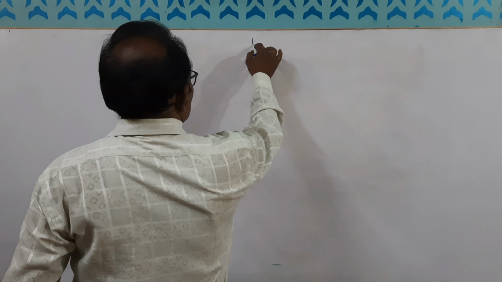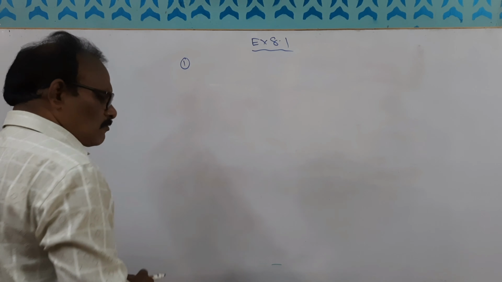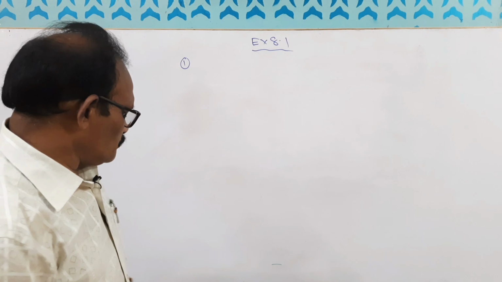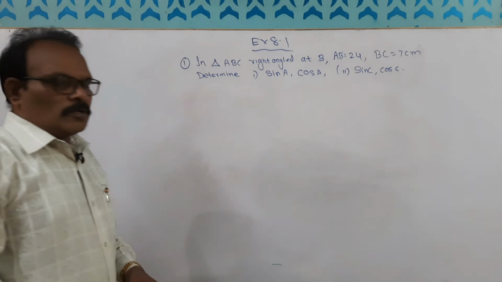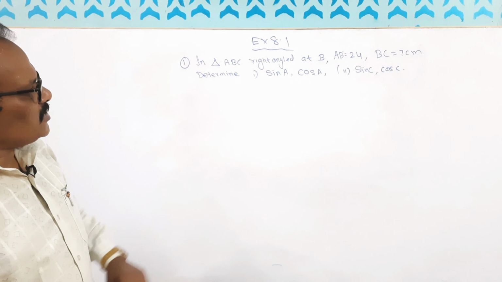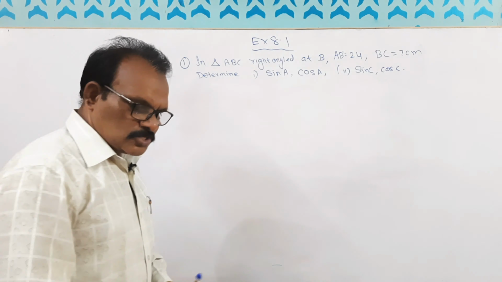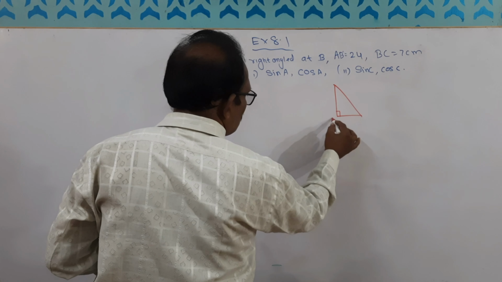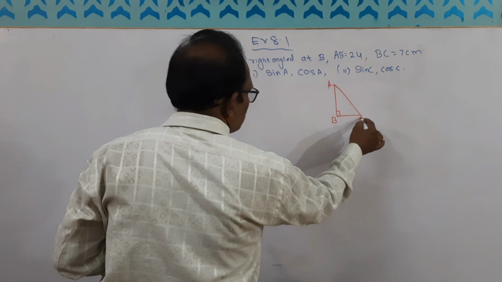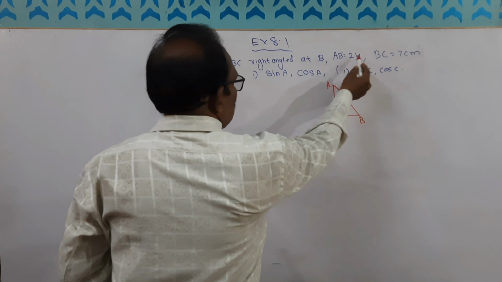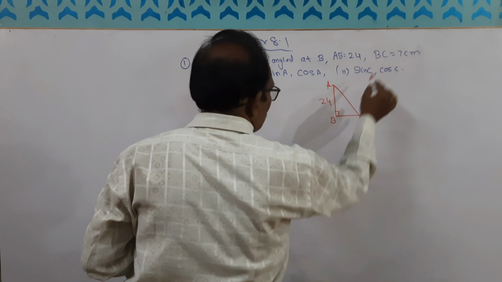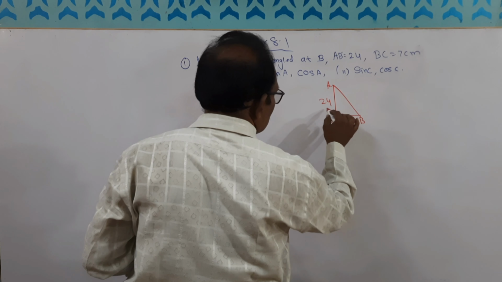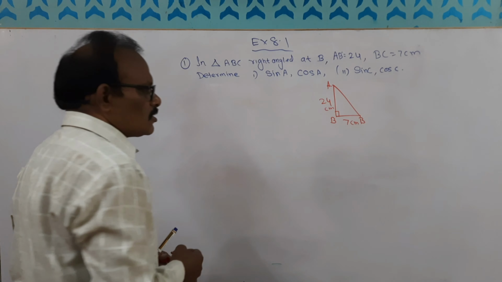Now exercise 8.1, that is trigonometry. What is question number 1? In triangle ABC, right angle at B. That means we'll draw a right angle triangle. Right angle at B means this is the right angle, so we'll write B and the remaining A and C. Here it is given AB is equal to 24 centimeter, BC is equal to 7 centimeter. We have to find out AC.